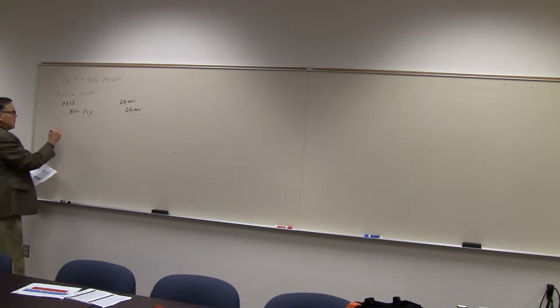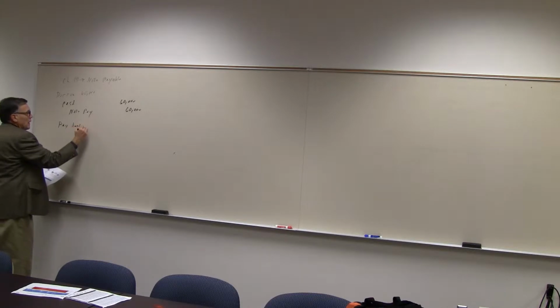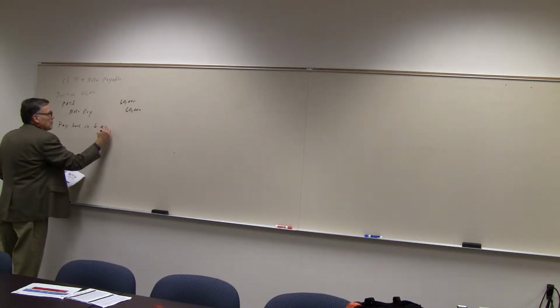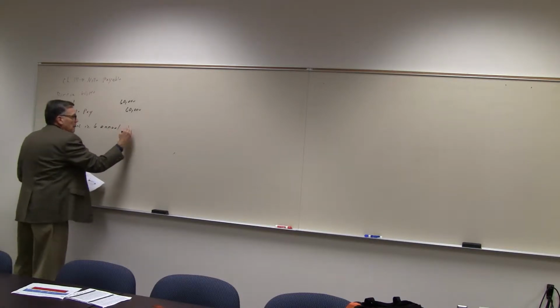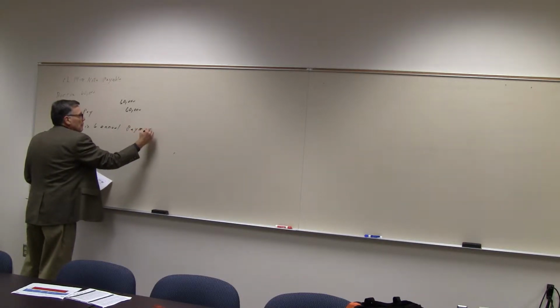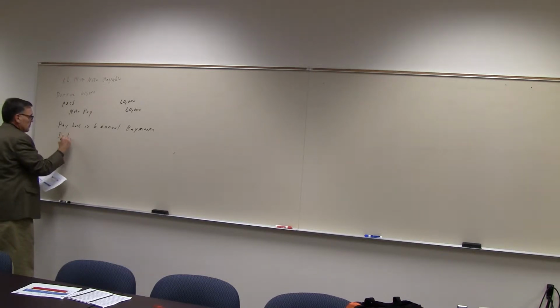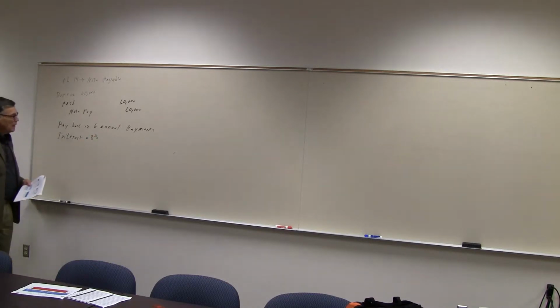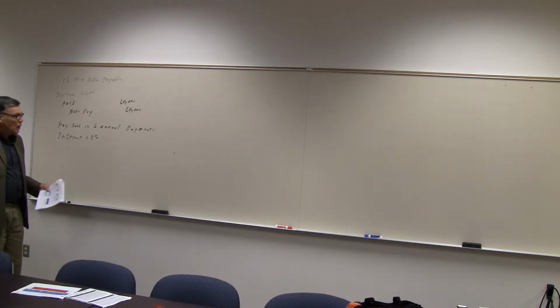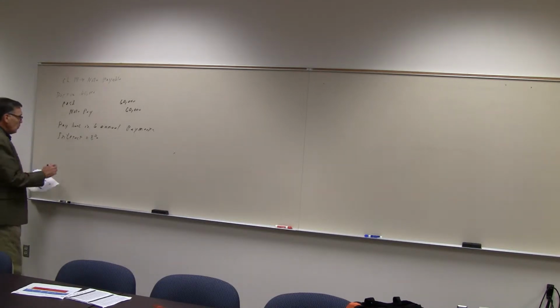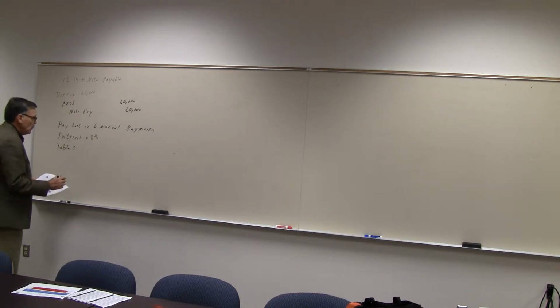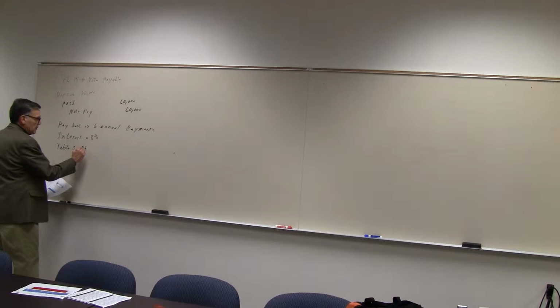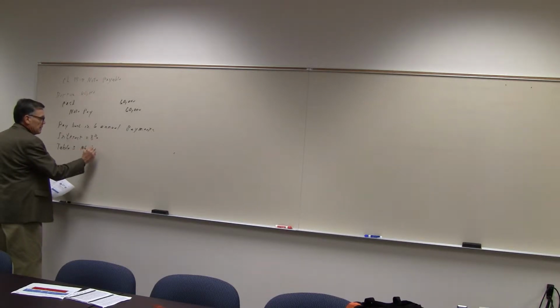Now in this particular example, you're going to pay back in 6 annual payments, and the interest is 8%, okay? Now, how much is the payment? Here's the way it works: we're going to use table 3, and we're going to have an N of 6 and an I of 8.